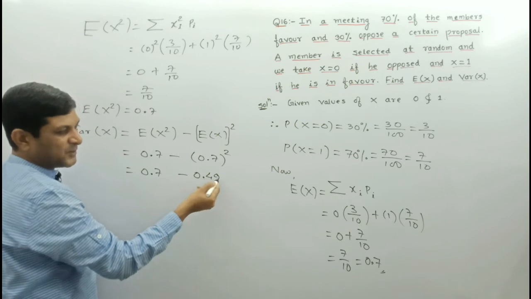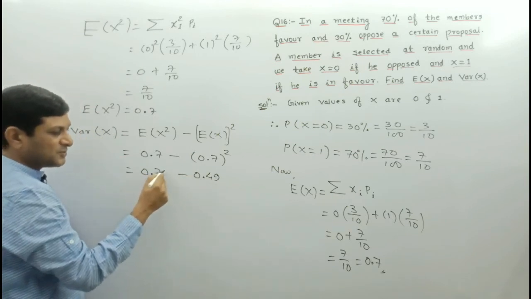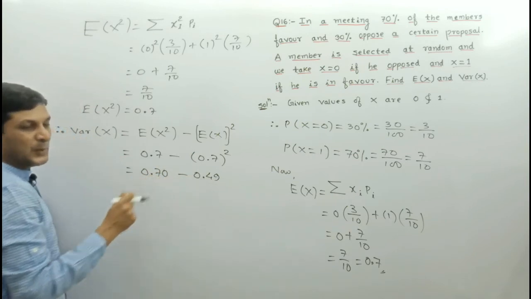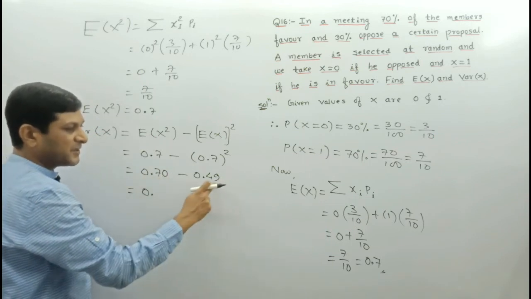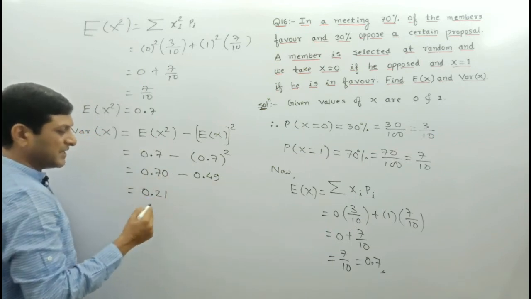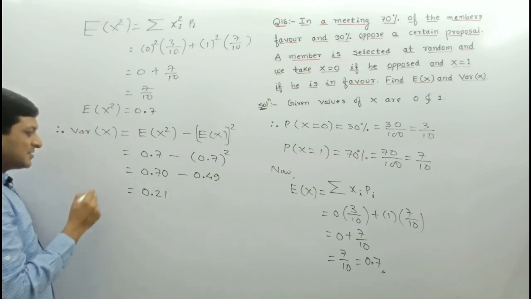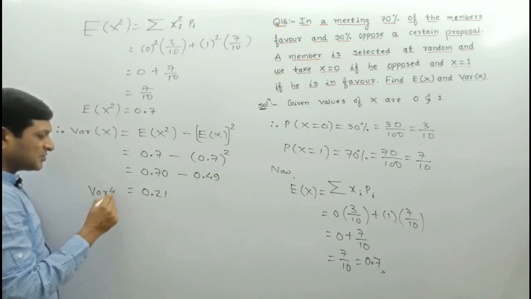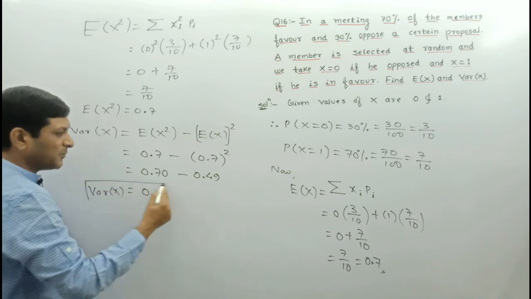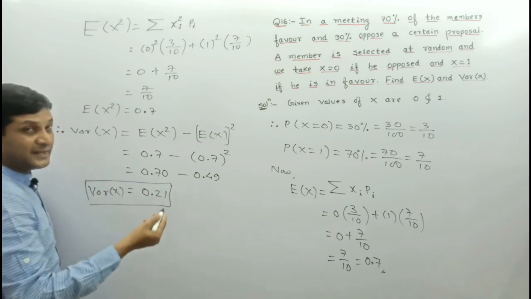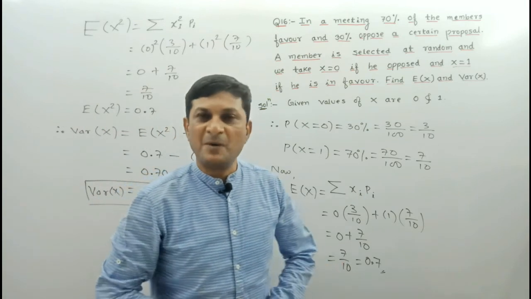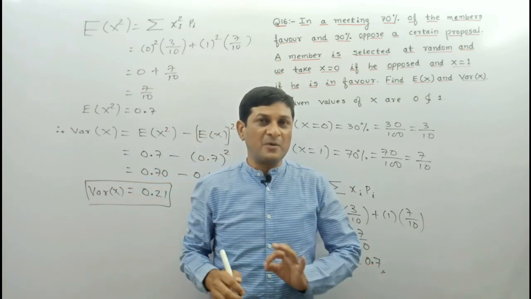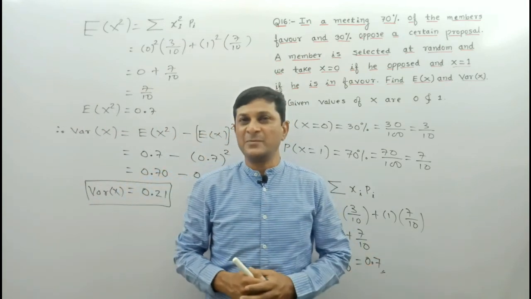Since here the decimal point is before two digits, we will write 0.7 as 0.70. So 0.70 minus 0.49 equals 0.21. What answer are we getting here? The variance of x will be equal to 0.21, which is our second required value. In this way we have completed all the examples from this exercise 7.1.